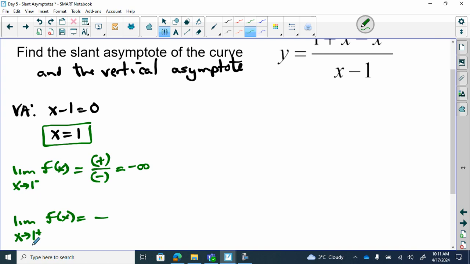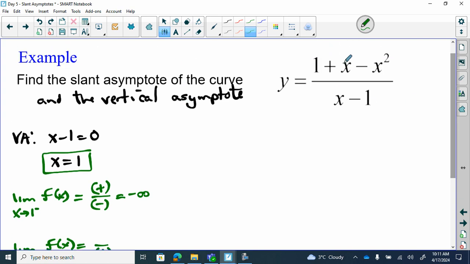Do the same thing, except we're going to use something on the right of 1. 1.1. What's 1.1 minus 1? 0.1. If I went 1.01, I'd be dividing by 0.01. If I went 1.0001, then I'm dividing by 0.0001, which would be the same thing as multiplying by 1,000.